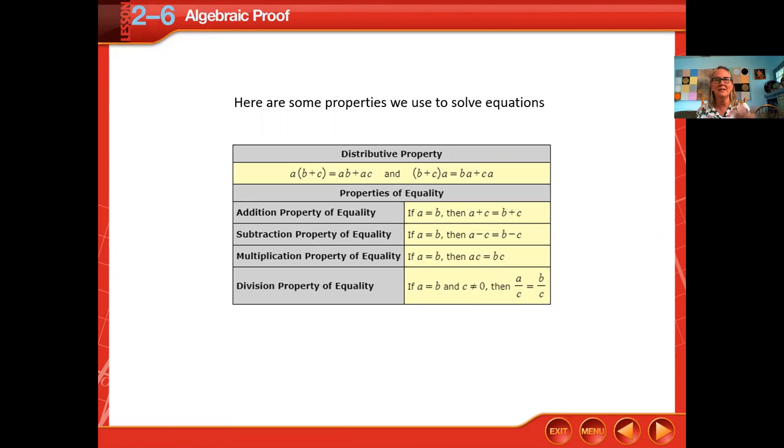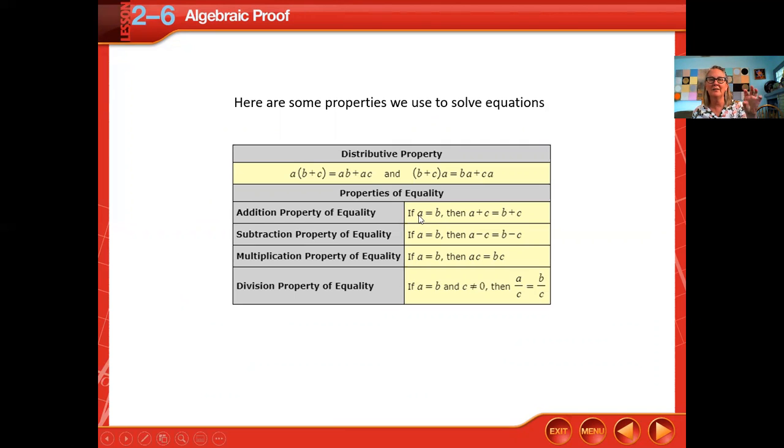I give you an equation, I say solve it. But that's not going to be the assignment. It's going to be to solve it, but you also need to make it into a proof by justifying each step. And maybe you didn't know this, but when you add something to both sides of an equation, it's actually called the addition property of equality.